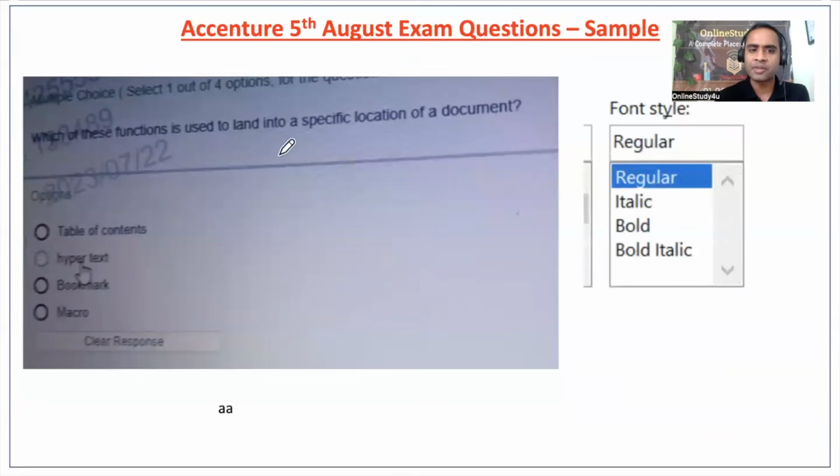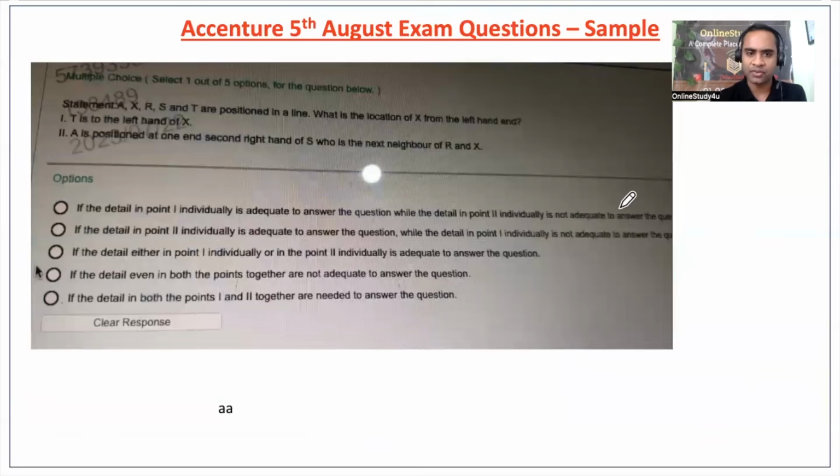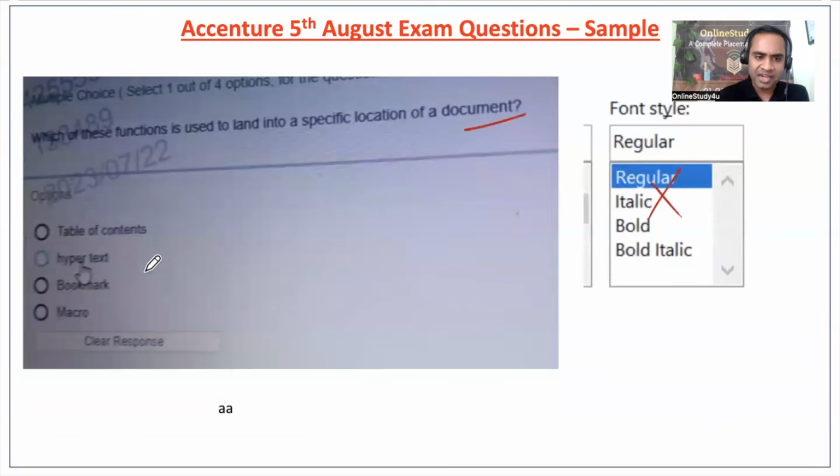Now, which function is used to land on a specific location of a document? Friends, one question was missed out here. Basically, it is a bookmark. So bookmark is the function which is used to land on a specific location of a document.